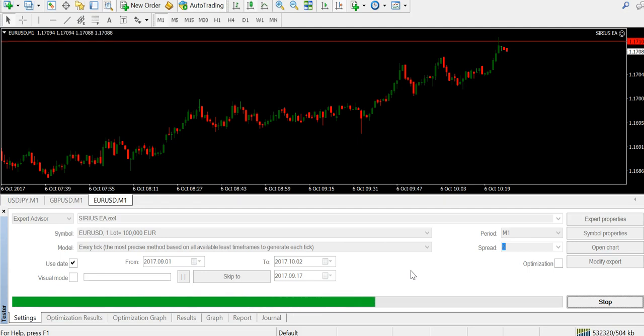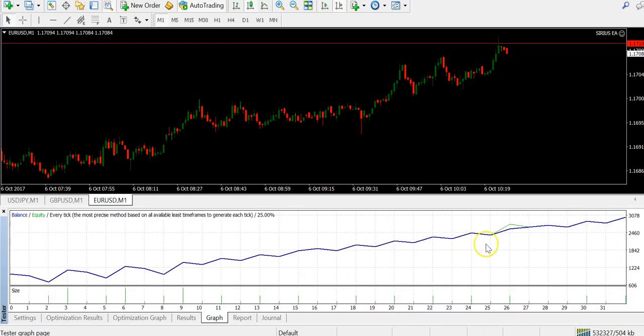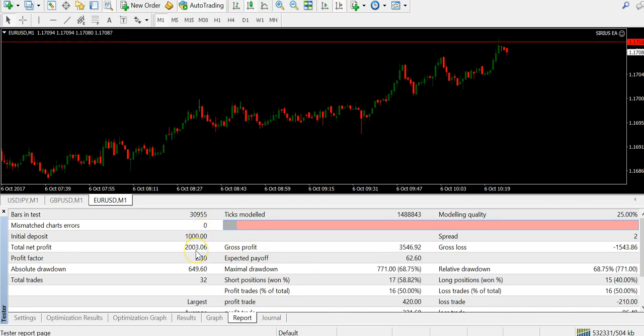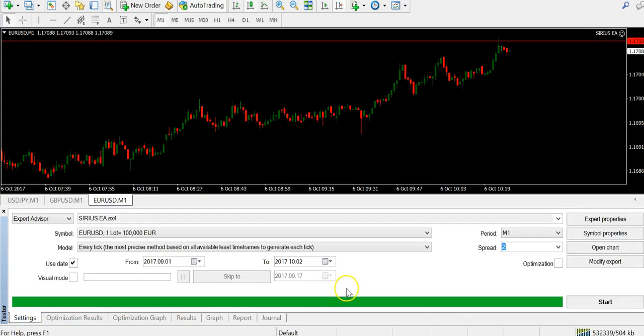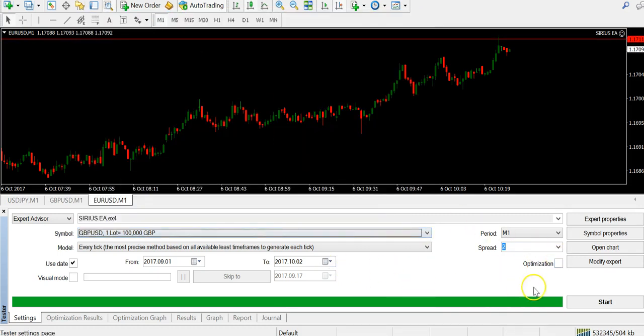This would be my settings for real life trading. $1000 and Euro USD or GBP USD. Let's see. Fantastic. And with a $1000 initial deposit, you will earn $2000 in the first month. And also 32 trades, profit factor the same. So that's how you will make money with this profit machine, Expert Advisor. Let's see more on GBP USD. The same settings, start.